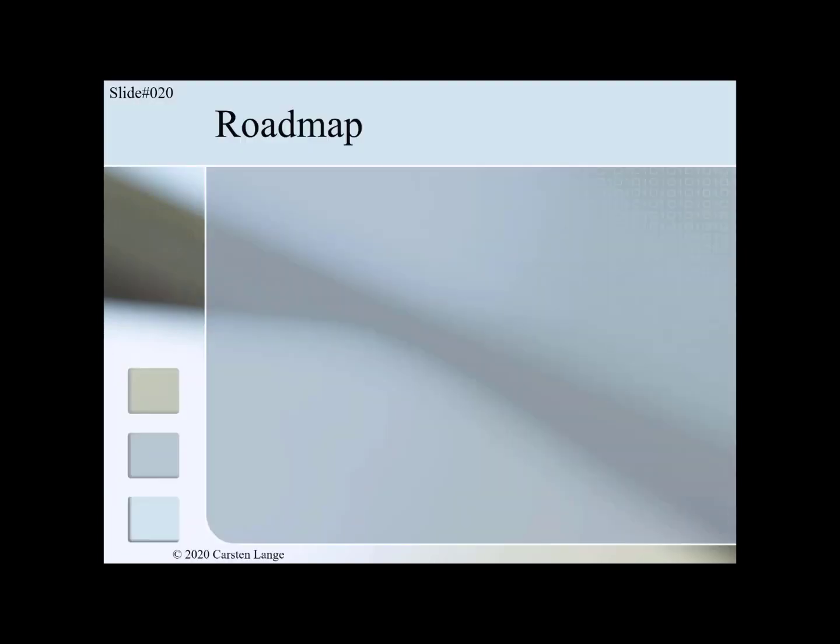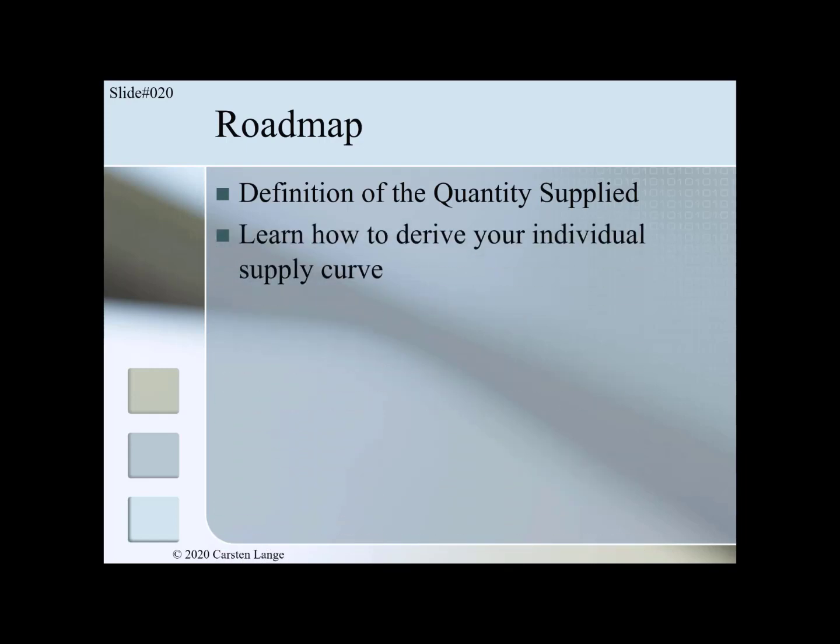In the last segment, you learned already how important the price is in determining supply. In this segment, we take a closer look at the relation between price and quantity supplied. We will start with the definition of quantity supplied. And you will learn how to derive an individual supply curve as well as a market supply curve.